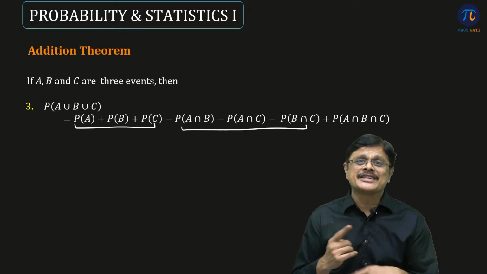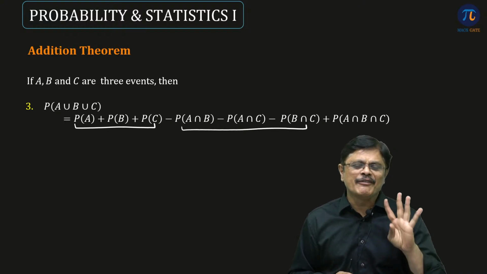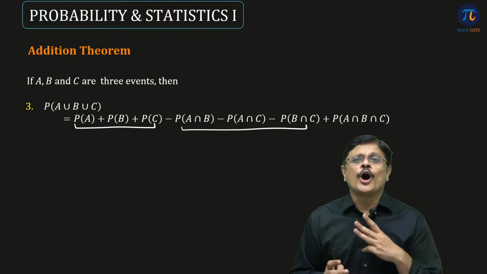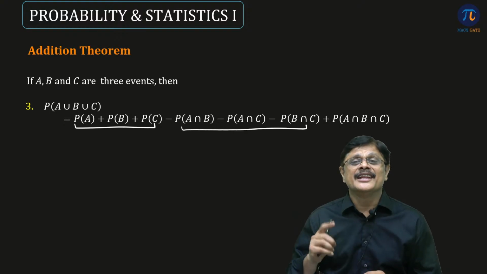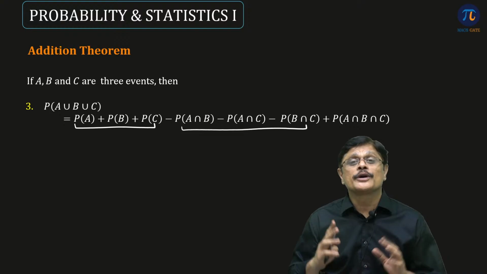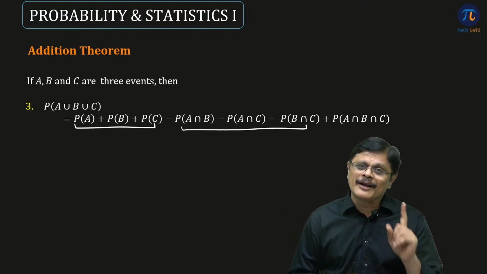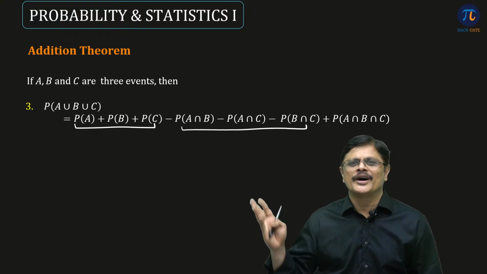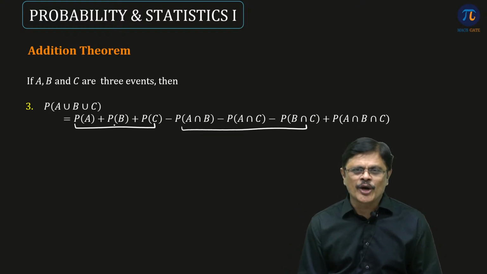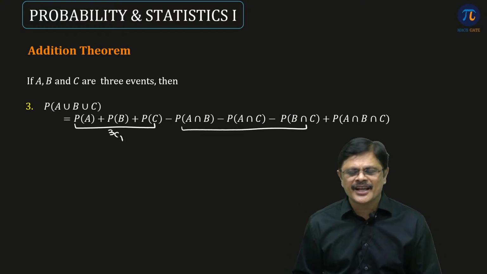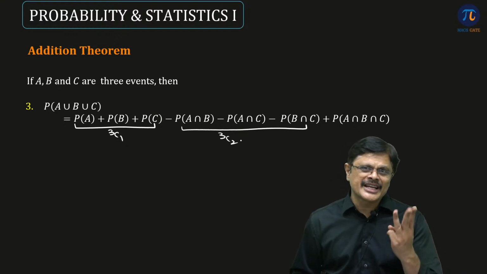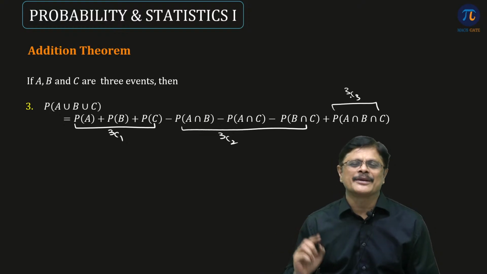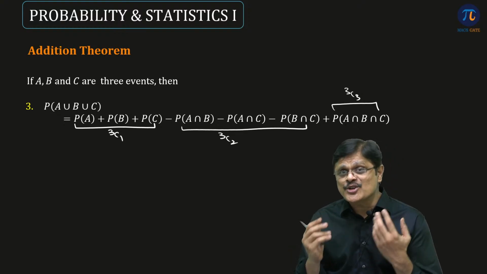If you understand this, you can generalize it for any level. Suppose you have 4 events: all 1 combinations added, all 2 combinations with a minus sign, all 3 combinations with a plus sign, then all 4 combinations with a minus sign. You can generalize it for n events also. All 1 combinations are with a plus sign, 2 combinations with a minus sign, 3 combinations with a plus sign, and so on. Am I clear? So here how many 1 combinations are there? 3C1. How many 2 combinations? 3C2, because with 3 events, there are 3C2 2 combinations. How many 3 combinations? 3C3, that is 1.